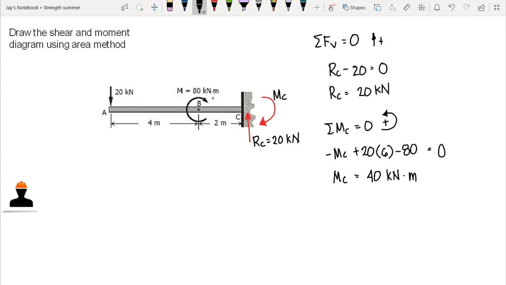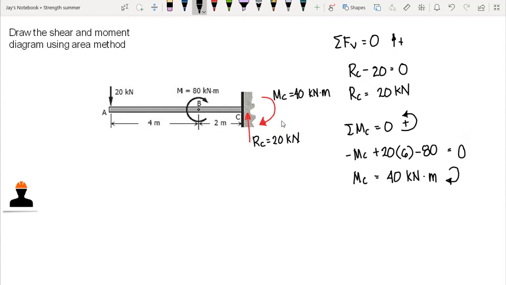So we have our moment at C equal to 40 kilonewton meter. And since we have a positive value of our moment, if we simplify this equation, therefore the rotation of MC, which is clockwise, is correct. So therefore MC is rotating clockwise. Okay, so we have all the reactions, so we can now draw the shear and moment diagram.